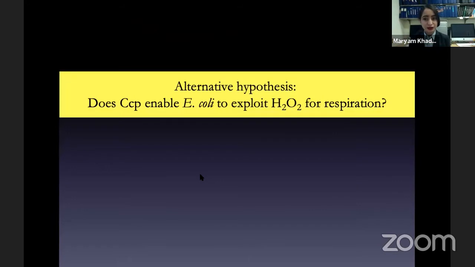Then we had an alternative hypothesis. Does CCP enable E. coli to use hydrogen peroxide for respiration?